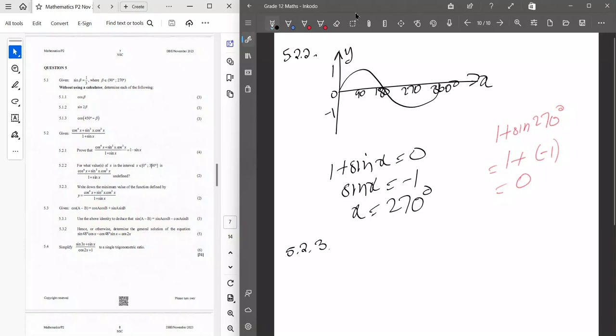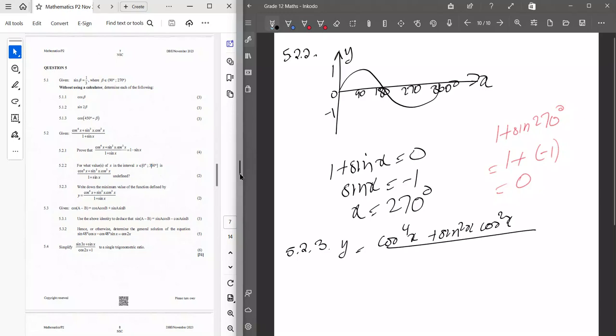5.2.3. We are given this: y is equal to (cos^4 x + sin^2 x cos^2 x) all over (1 + sin x). What you have done is simplify this. If you remember, at 5.2.1, you said it is equal to 1 minus sine x.